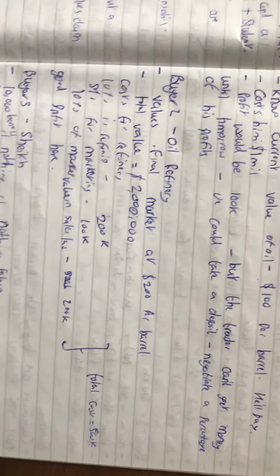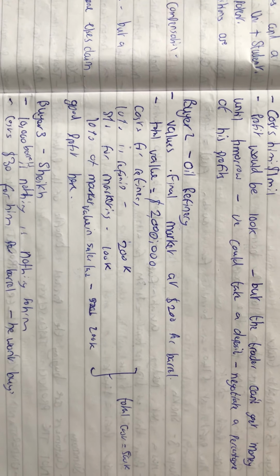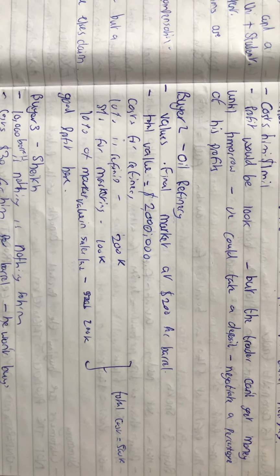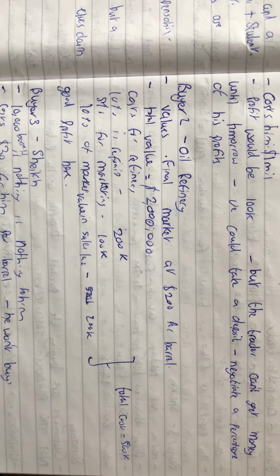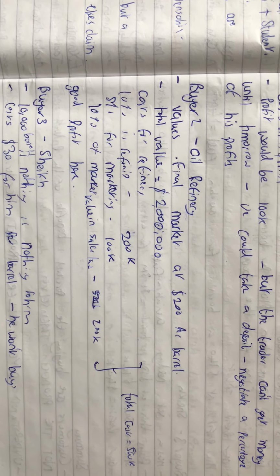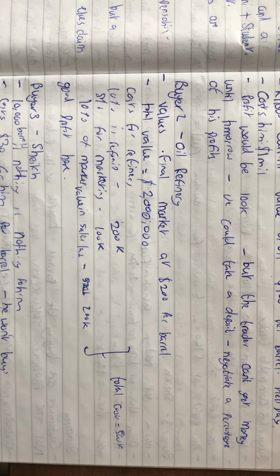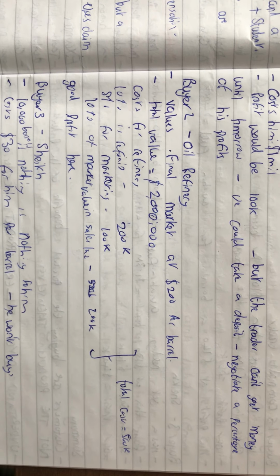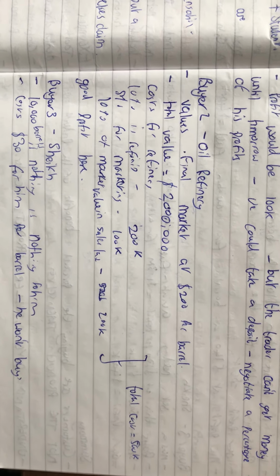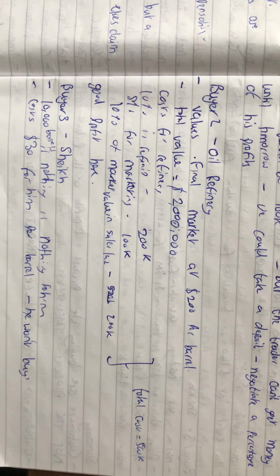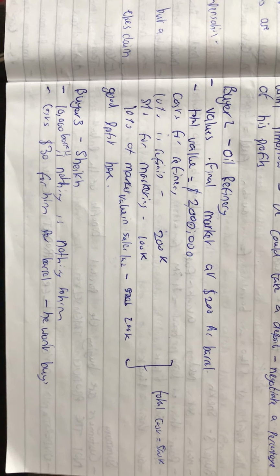Then we've got buyer 2, who values the barrels at $200 per barrel, which will give a total value for the barrels of $2 million. However, we'll have to pay costs for refinery, which is 10% for refinery, 5% for marketing, and 10% for market value, which will be an extra total cost of $500,000. Meaning we'll have to take $500,000 off that value. So essentially, they'll buy it for $1.5 million. Just narrowing our profit a little bit, we'll still make a tasty amount of profit.